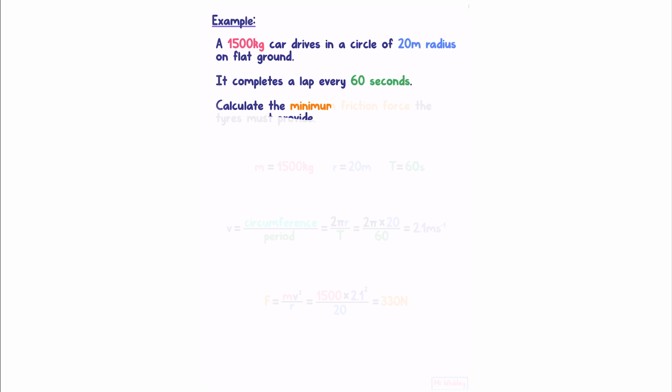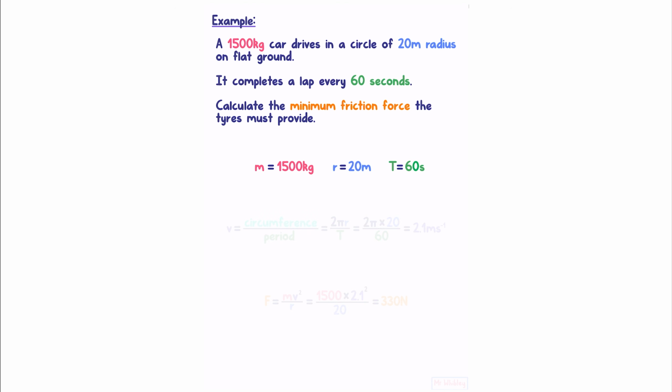A 1500 kilogram car drives in a circle of 20 meter radius on flat ground. It completes a lap every 60 seconds. Calculate the minimum friction force the tyres must provide. Our mass is 1500 kilograms, our radius is 20, and our period is 60 seconds.